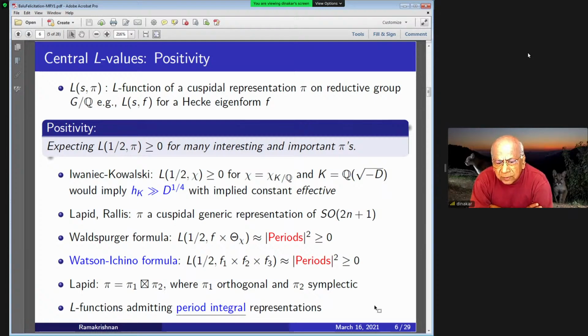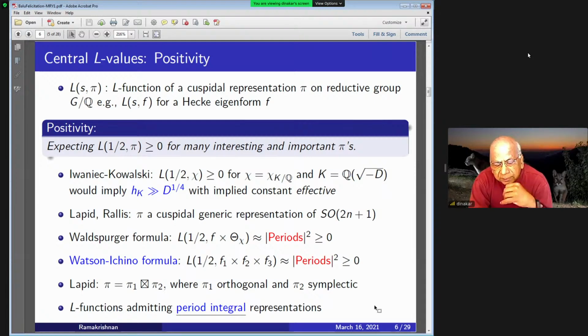And then with the Waldspurger formula, one knows also L(1/2, F), the Rankin-Selberg L function of a holomorphic form, or could be a Maass form too, times a theta series. And he proved that that's, approximately with controllable factors, the square of a certain period. And so you get non-negativity from it. And then also the Watson-Ichino formula, which gives a formula for the triple product also in terms of the square of some periods. And that also implies it's greater than or equal to 0.